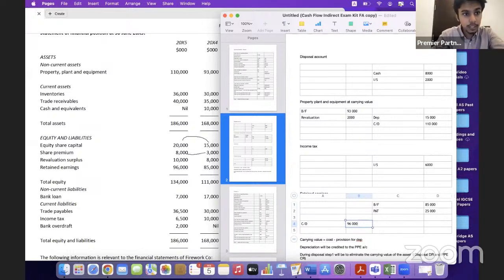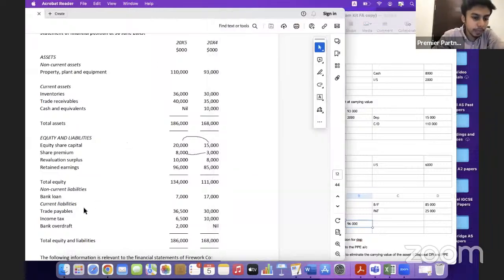So if you still don't know, learn it now. Assets, brought forward debit, carried down credit. Equity and liability, other side, brought forward credit, carried down will become debit. Okay, now guys, next part.